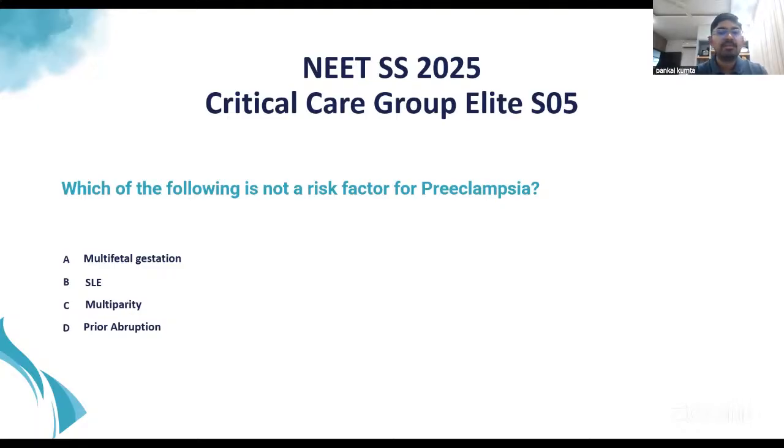So, first question, which of the following is not a risk factor for preeclampsia? The options were A multifetal gestation, B SLE, C was multiparity, and D was prior abruption. So the answer here was multiparity.